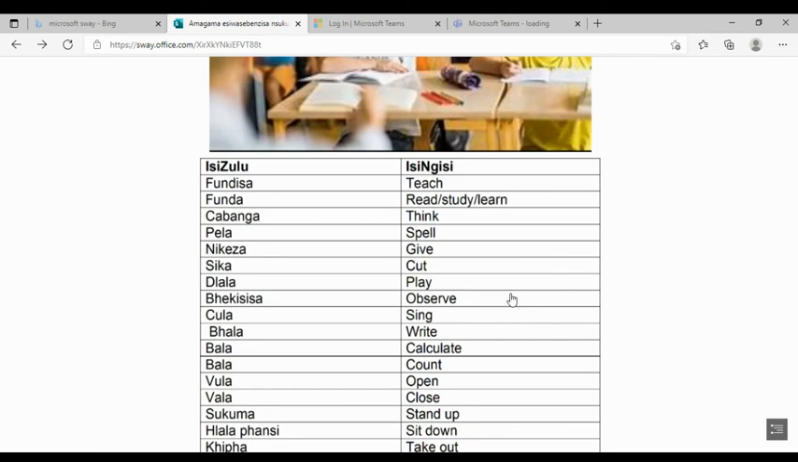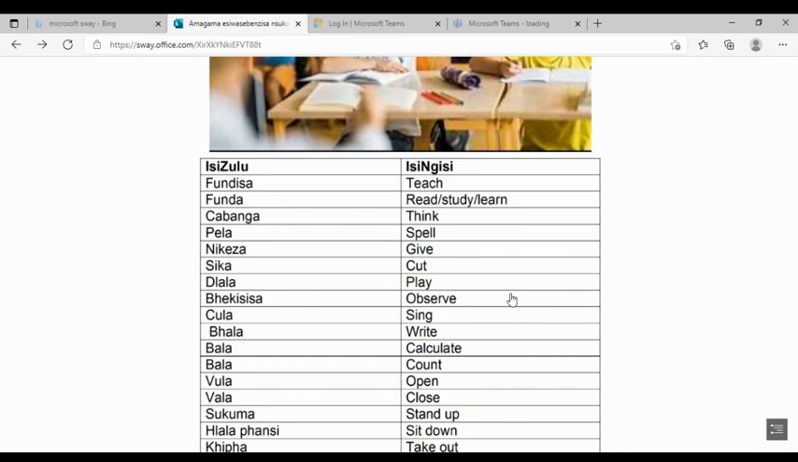Pela, spell. Pela la magama. Spell these words. Nikeza, give. Nginikeze ibhuku lakho. Give me your book. Sika, cut. Sika amaphepha, cut papers. Dlala, play. Ngidlala nabangani bami. I'm playing with my friends.